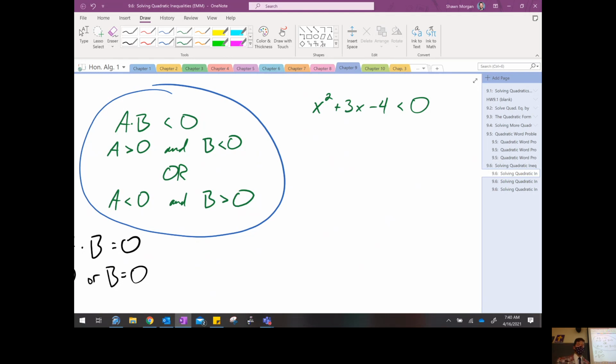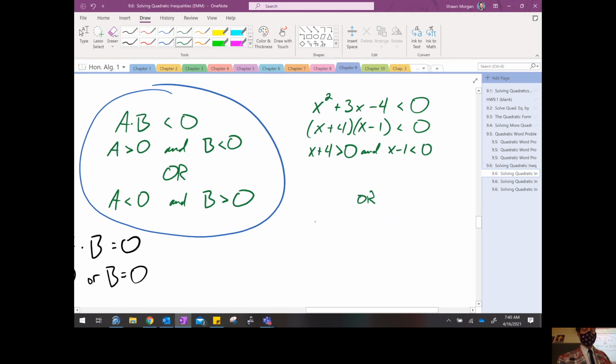So if I've got my factors like I normally do, so here this is x plus 4 and x minus 1. All right, so now we're going to say, if Coach Morgan wants this product to be less than 0, then that means each factor is going to have different signs. So let the first factor be positive, so x plus 4 is greater than 0. And let the second factor be negative, x minus 1 is less than 0. Or vice versa, so x plus 4 is less than 0, and x minus 1 is greater than 0. Okay, and then let's solve both of those out.